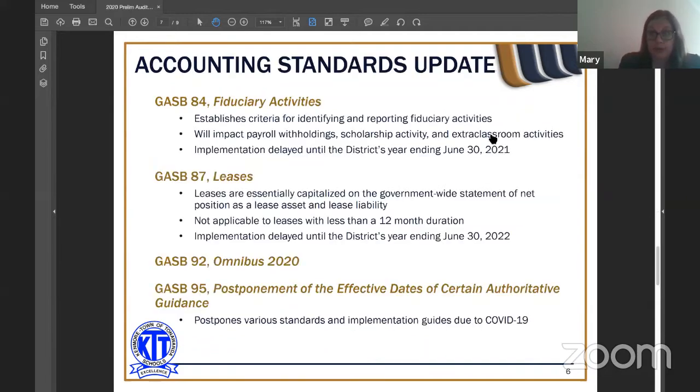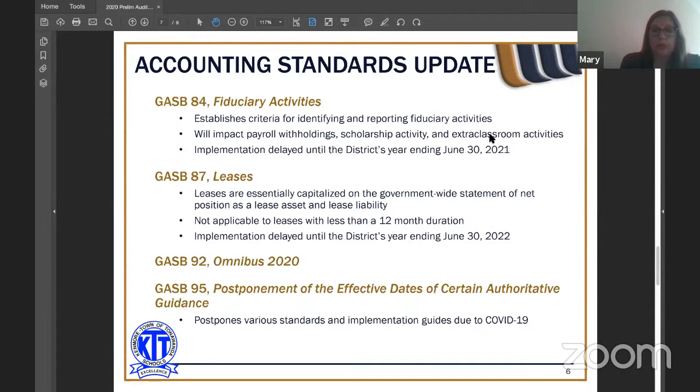Couple accounting standards that are coming up. GASB 84 on fiduciary activities. This was actually supposed to be implemented this year, June 30th, 2020. But with COVID, GASB made the decision to postpone it till 2021.